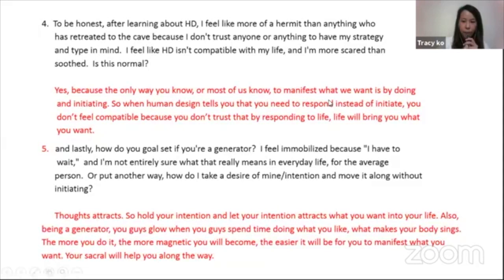energy doing what lights you up, what makes your body sing, because the more you do that, the more magnetic you will become, and the easier it will be for you to manifest what you want. And when you are doing what you love, hold your intentions and your desire in your mind, because thoughts attract. And if you are in a good mood and if you hold intentions in your mind, you are actually helping your manifestations. So this is what I would say.